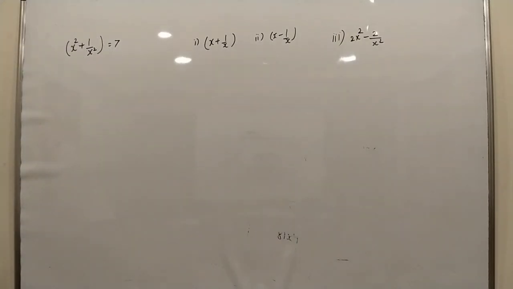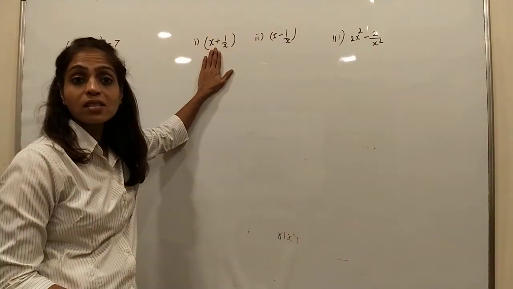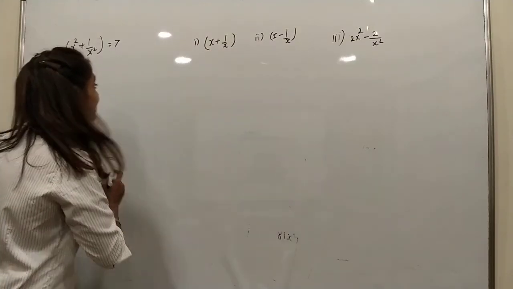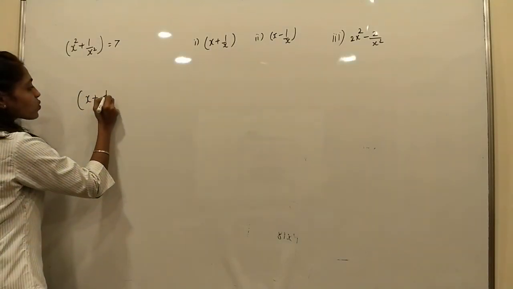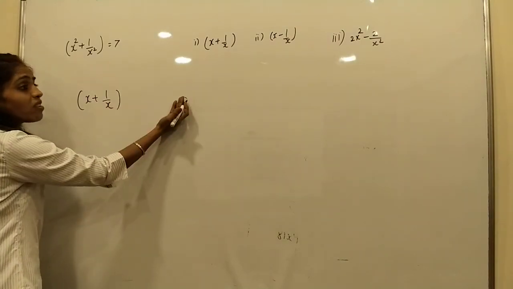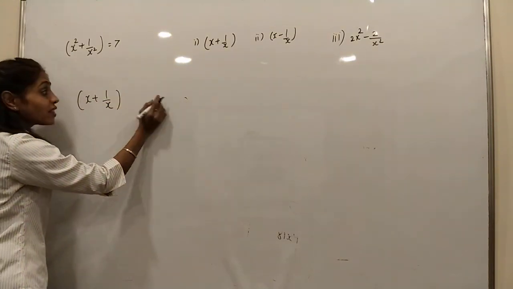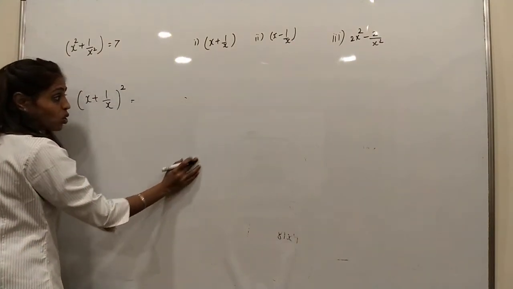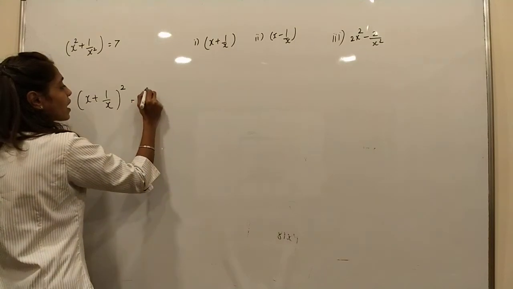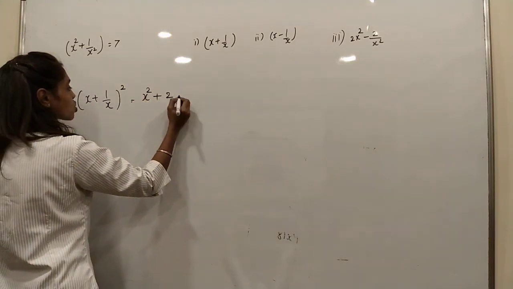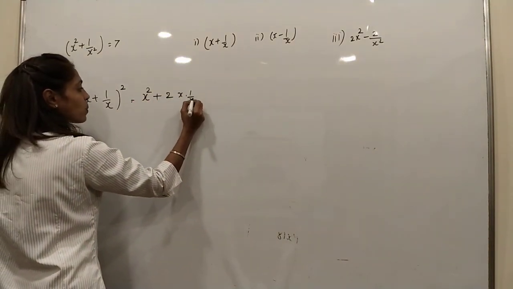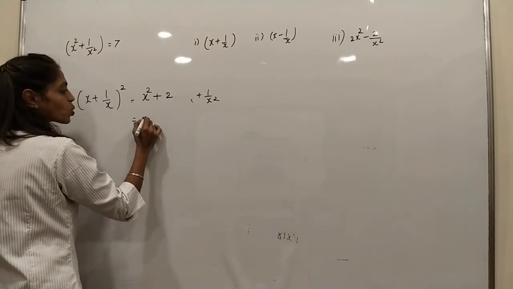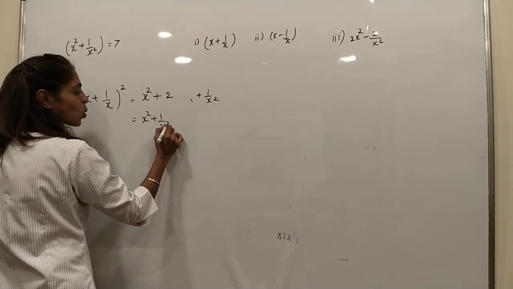Now x square and x, which is lesser in power? This, obviously, so we will take x plus 1 upon x. But I don't have a value in front of it, then just square and write its formula: x square plus 2 x into 1 upon x plus 1 upon x square. X cancels. So x square plus 1 upon x square plus 2.